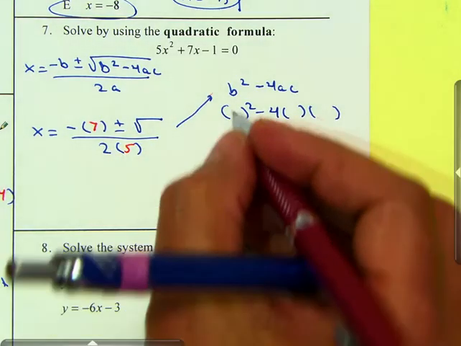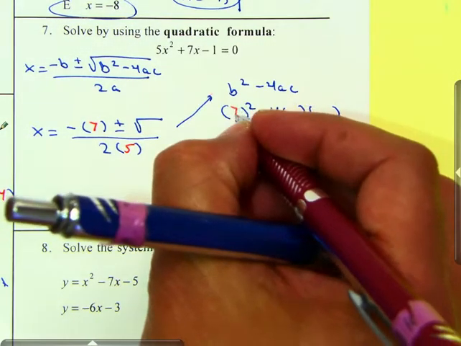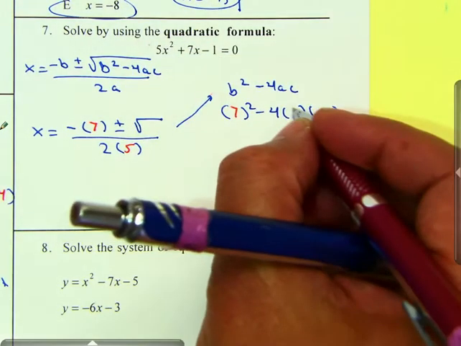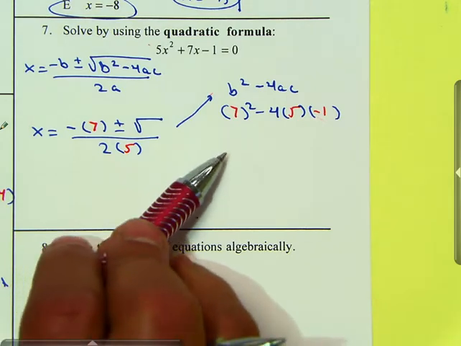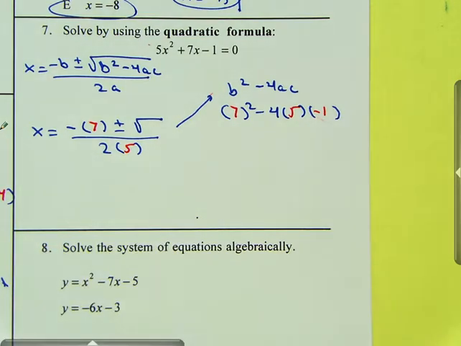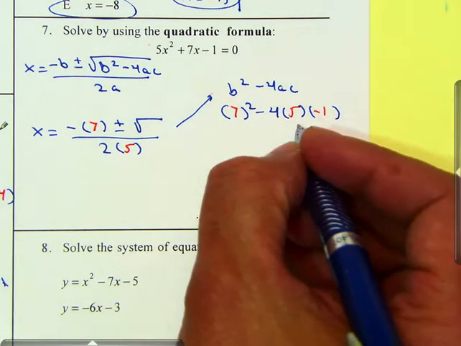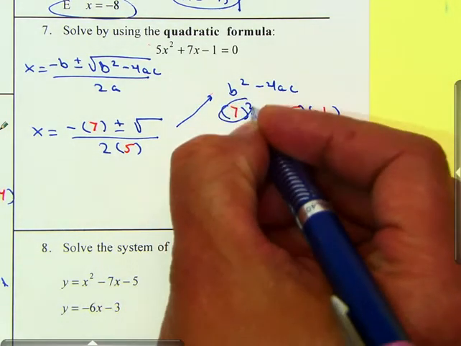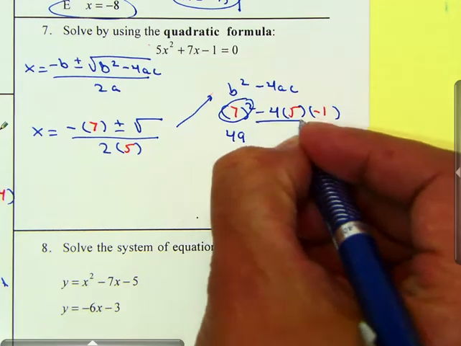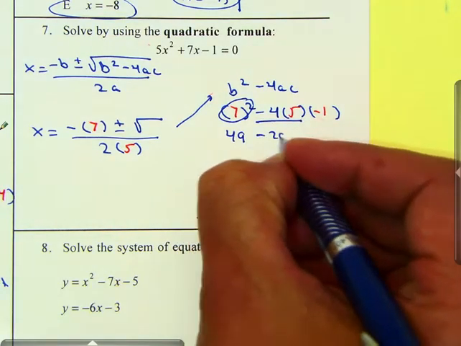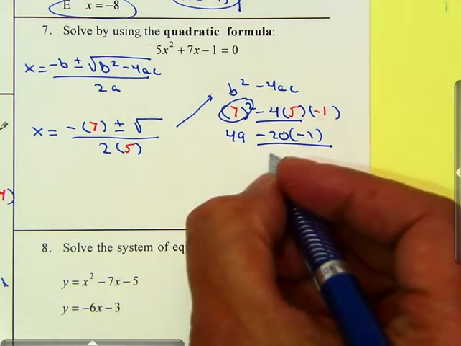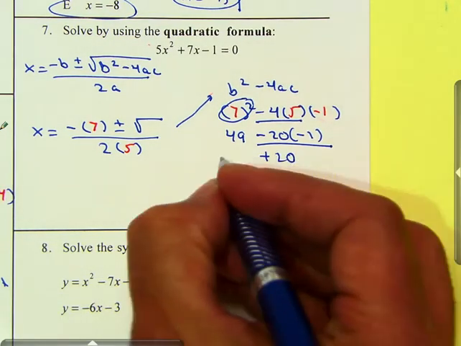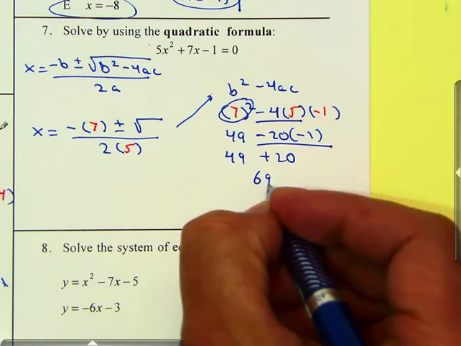Substitute and then simplify. B is 7, A is 5, and C is negative 1. Notice that by using a red pen, it's much easier to see the process and make fewer mistakes. And notice that I set it up first and then I plug them in. 7 squared is 49. Multiply this out gives me a negative 20 times negative 1. Those two numbers are still multiplying, which is a positive 20. So therefore it will be 69.